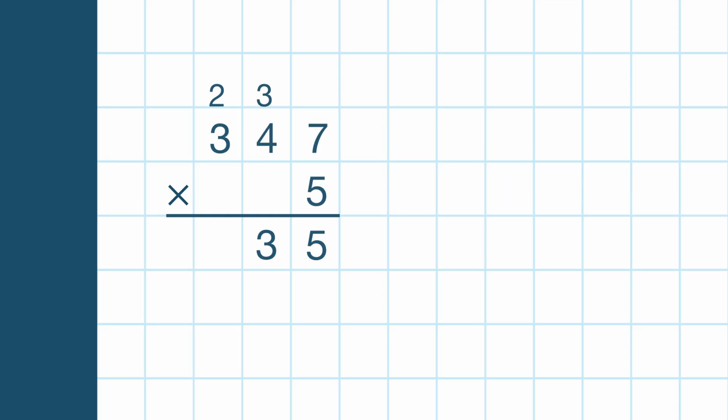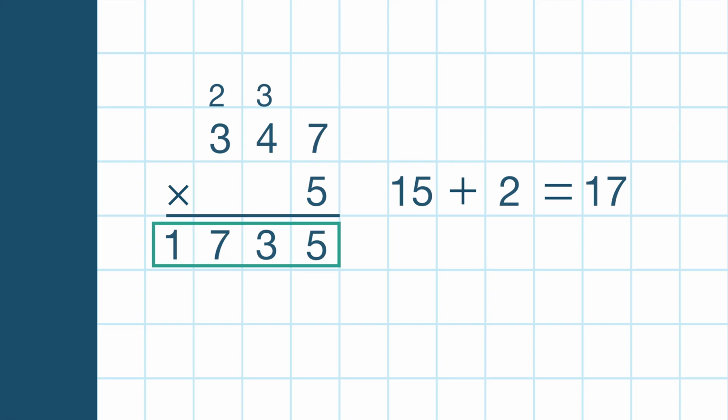Multiply the hundreds place. 3 times 5 equals 15. Add the 2 that we carried. 15 plus 2 equals 17. Write the 7 in the hundreds place and the 1 in the thousands place. So 347 times 5 equals 1,735. When multiplying a 3-digit number by a 1-digit number, multiply each place from right to left.